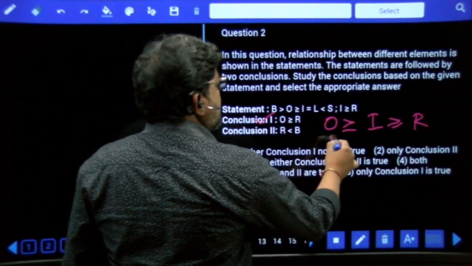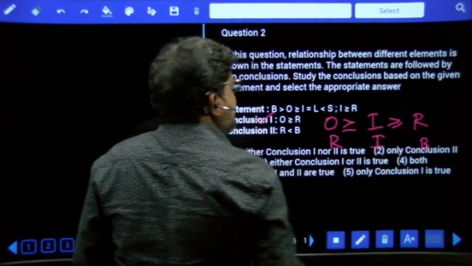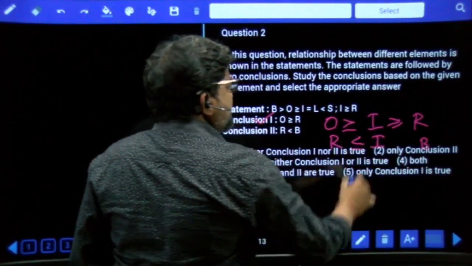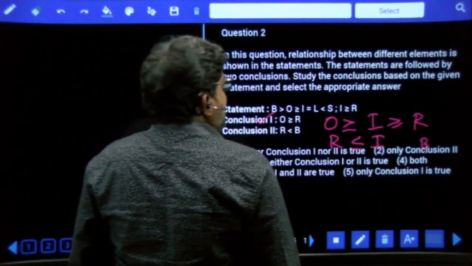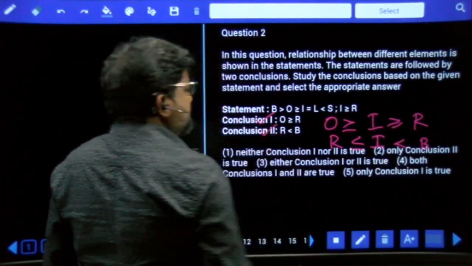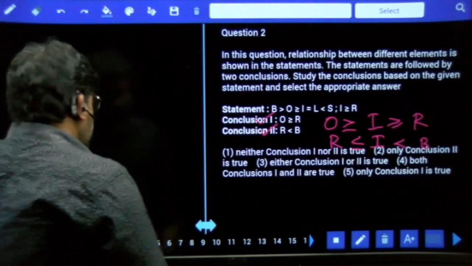Next, R less than B. So R and B. Again, what comes in between R and B? The one that connects R and B is I. R less than or equals to I. Look at this, B greater than I. Reverse, I less than B. So R less than B is also absolutely right. So what's the answer? Both 1 and 2 follow, option 4.